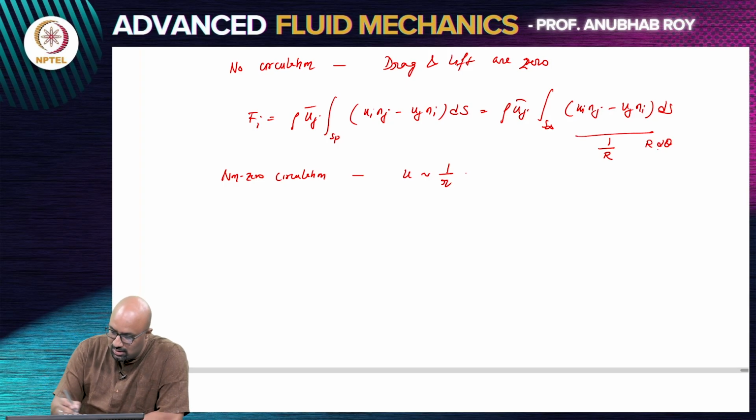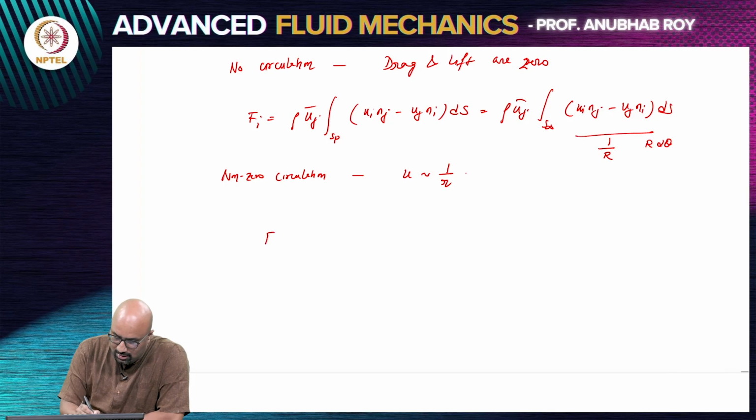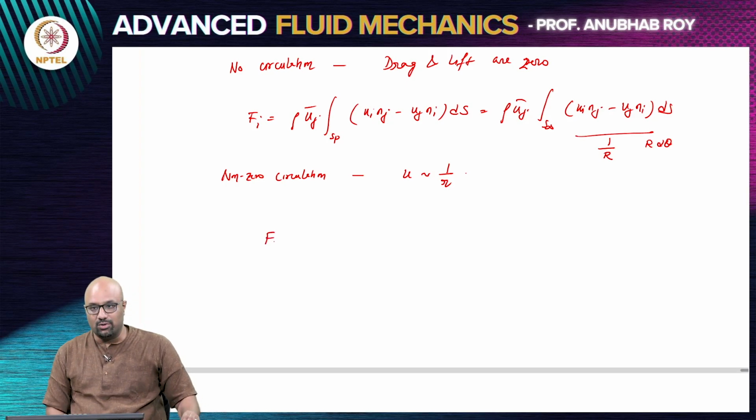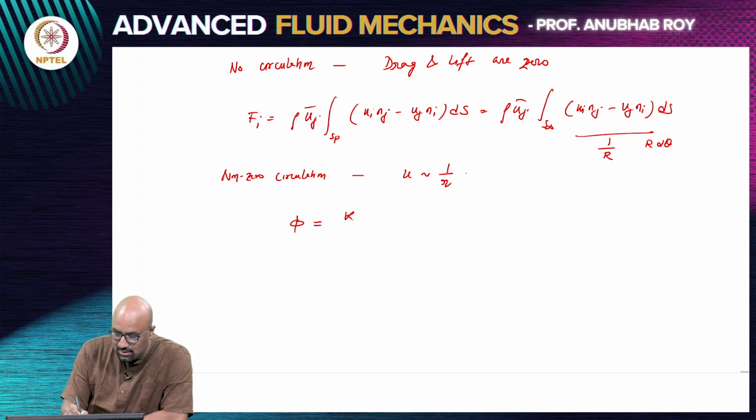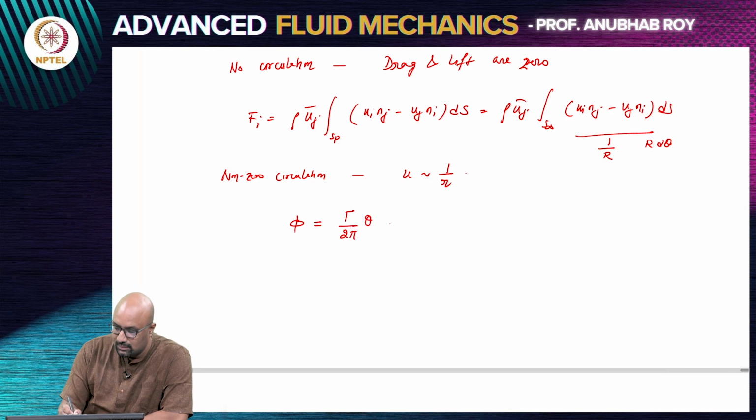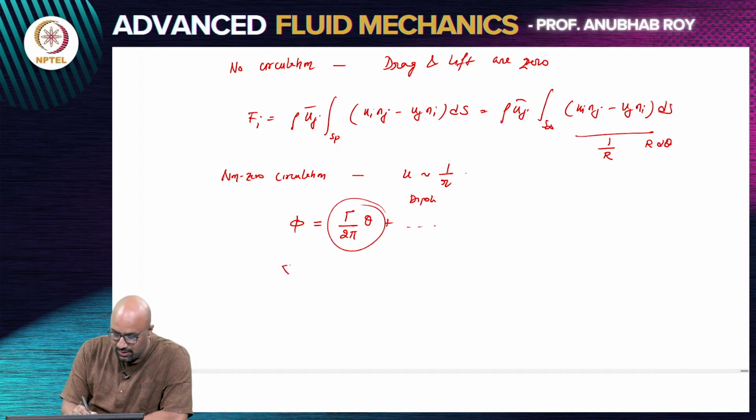So, we will now write this out. If I try to calculate what would be my lift force, with circulation, the potential that you have is gamma by 2 pi theta, and then there are the other terms. You have the next dipole term, etc. All those things are there. So, we are just looking at this particular quantity. So, gradient phi is gamma by 2 pi gradient theta.